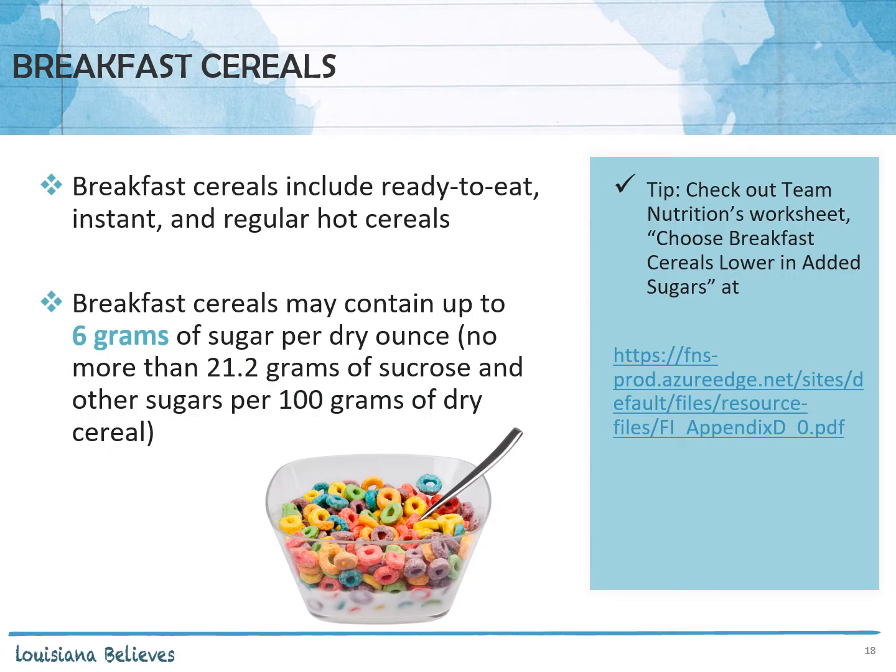Breakfast cereals include ready-to-eat instant and hot cereals as outlined in the bread grain chart. Breakfast cereals must be whole grain, enriched or fortified, and must contain no more than 6 grams of sugar per dry ounce in the pre-K meal pattern.